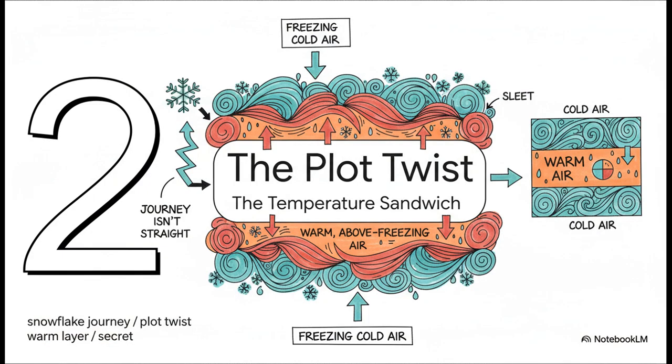Okay, but our snowflake's journey is not just a straight shot down through cold air. Oh no, it's about to hit a massive plot twist, this really strange atmospheric setup that meteorologists talk about all the time. Think of it like a temperature sandwich, a layer of warm air literally sandwiched between two layers of freezing cold air. This weird setup, it's the secret to everything.